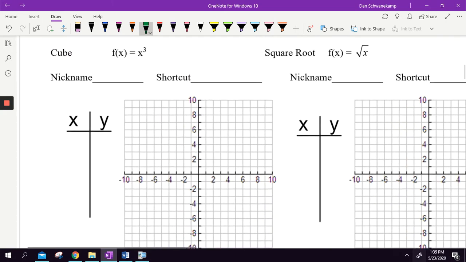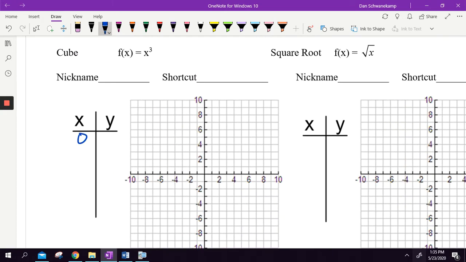Cube, x cubed. So let's plug in some numbers. If I plug in 0, 0 cubed is 0, because 0 times 0 times 0. Plug in 1, 1 cubed is 1, 1 times 1 times 1. Plug in 2, 2 times 2 times 2, that would get me 8. If I plug in 3, I'm going to get 27, way off my graph. So if I just connect these dots over here, I know it's going to do something like that.